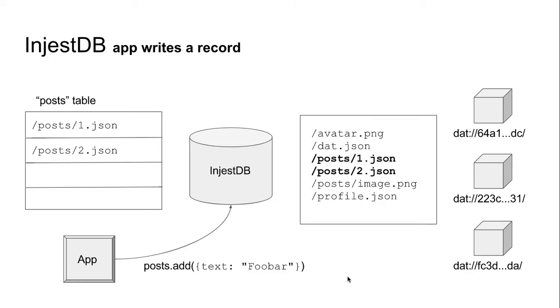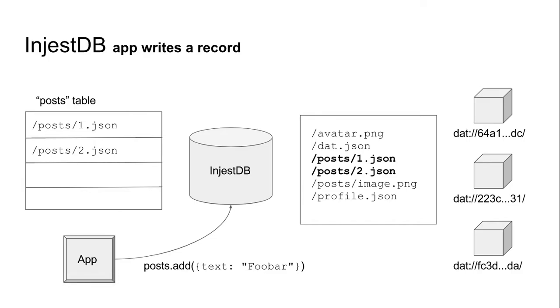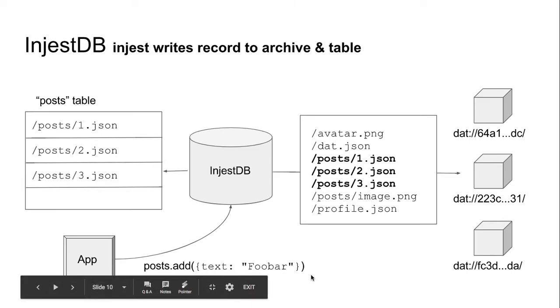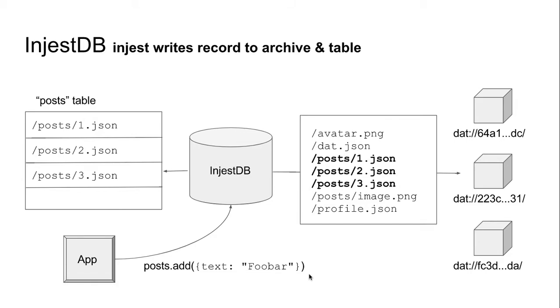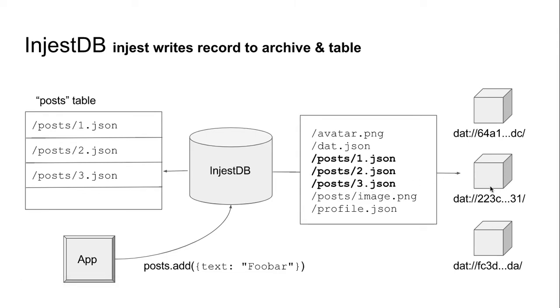Now, reading is only part of the equation. You also need to be able to write. And so what InjestDB does is it exposes an API for adding and updating and deleting records. And so here we have the application using posts.add. This is the posts table, and we're going to add a new record with the text foobar. InjestDB will then simultaneously write that record both to its posts table and over here as posts/3.json to the archive.